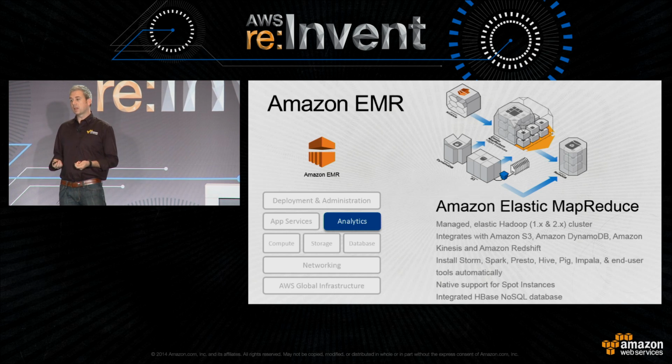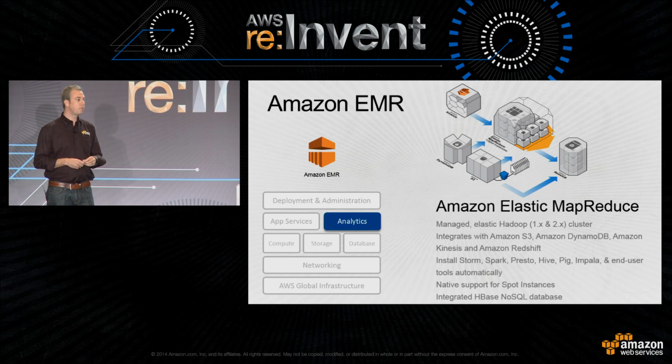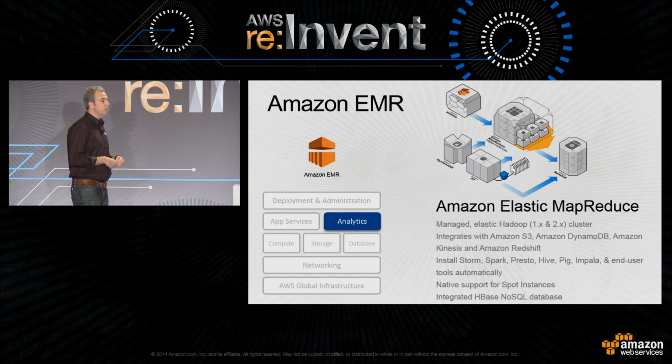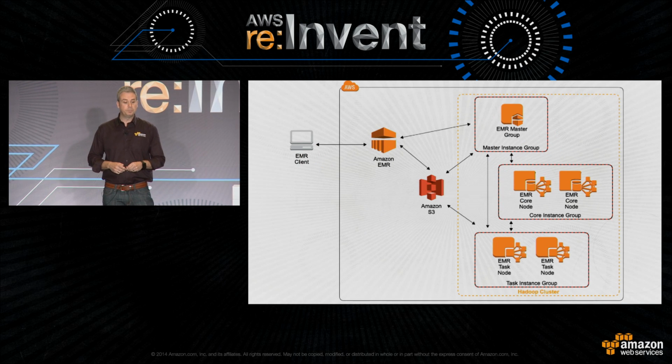We can also run things like HBase on top of Elastic MapReduce. So you can have an ultra-high performance key value data store where you don't have to worry about the cluster topology. And we'll talk about some of the tools that can be built on top of that.